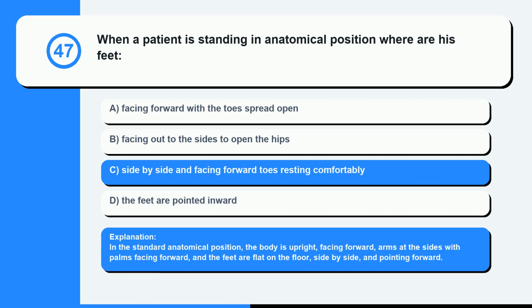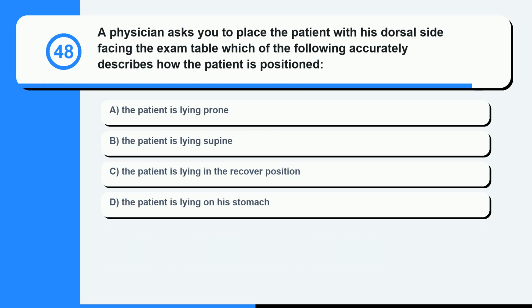Question 46. When considering the structural organization of the human body, which of the following is the basic unit of life? A. Chemicals. B. Atoms. C. Molecules. Or D. Cells. The correct answer is D.